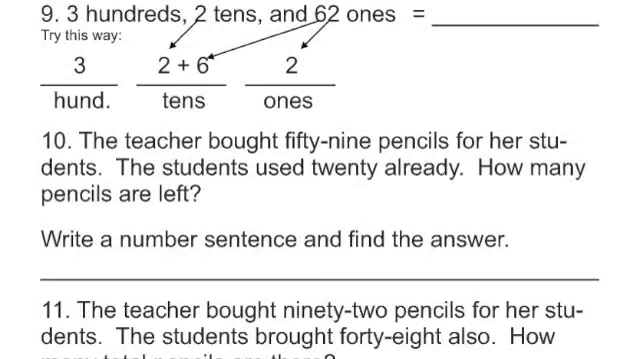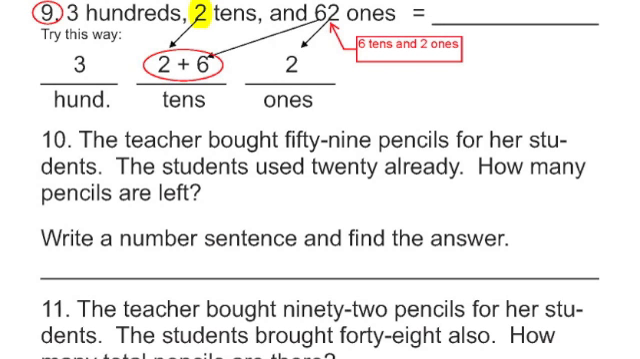So let's move on up to page 13. Let's start with number 9 here. I have 3 hundreds, 2 tens, and 62 ones. I know 62 ones is the same thing as 6 tens and 2 ones. So I'm going to put the 2 ones into the ones column space. I'm going to add the 6 tens into the tens column and add it up with the 2 tens that are already in the question.